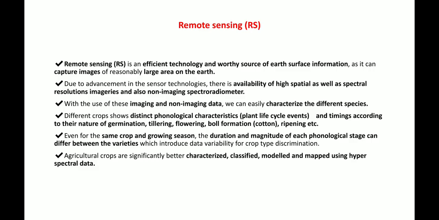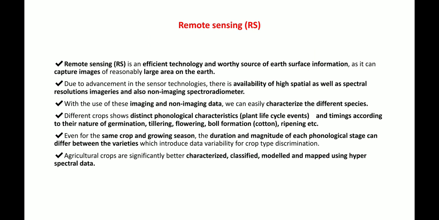Next, we can see the remote sensing technology, which is used in crop discrimination. Remote sensing technology is an efficient technology and a worthy source of earth surface information, as it can capture images of seasonal and regionally large areas of the earth. As we know, with the help of sensors or aerial photography included in remote sensing, we can collect images from different areas or different crops available on the earth.